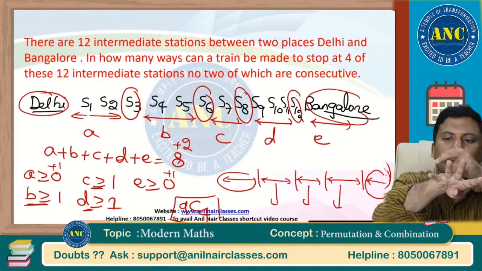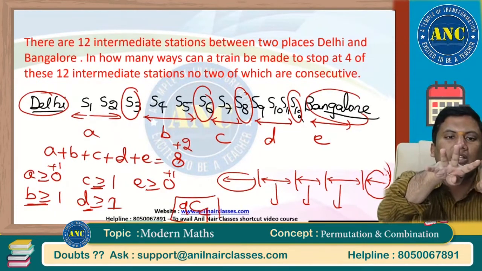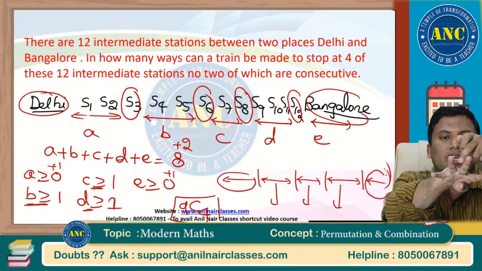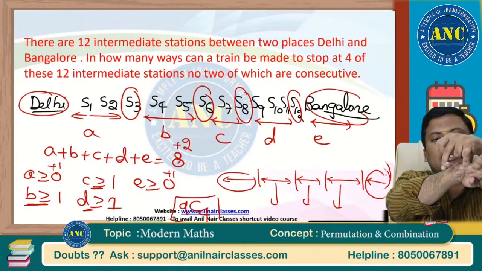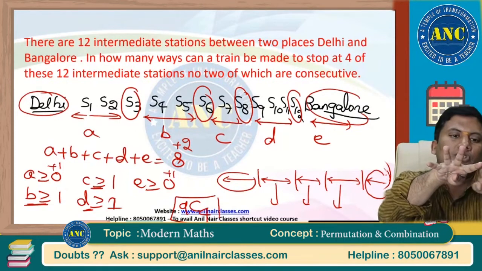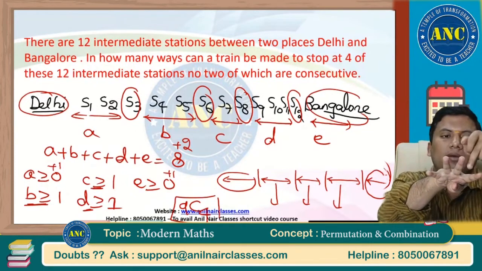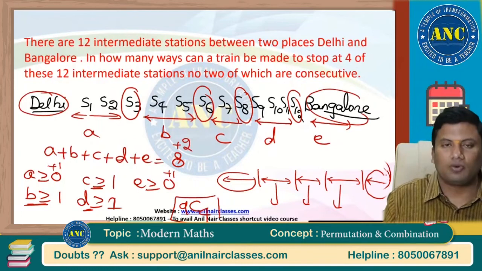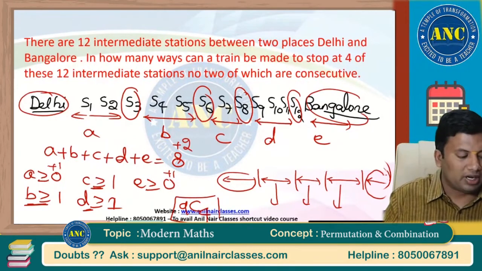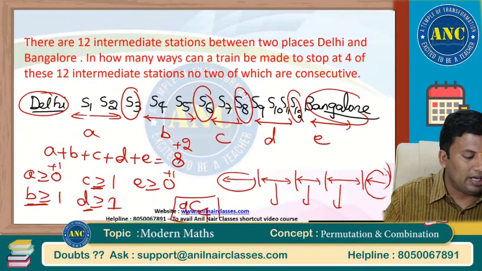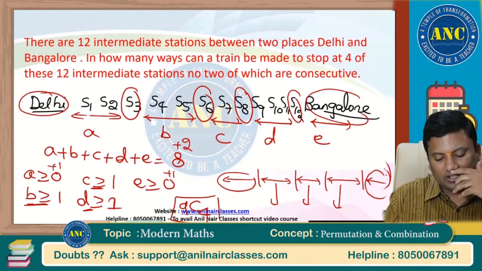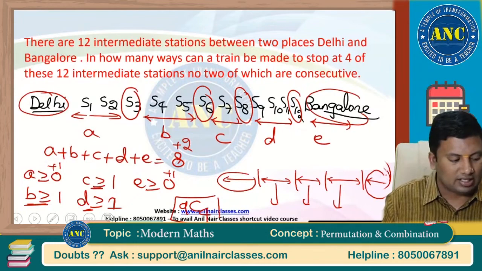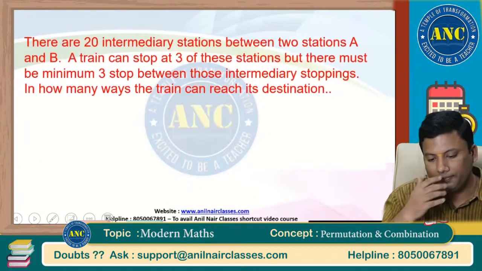A can take 0, E can. If 4 are there, gap is to the left of first A. This is B, this is C, this is D, this is E. So A can be 0, E can be 0. Remaining all are not consecutive, B is 1. You don't need to do any enumeration. Answer for this question is 9C4.